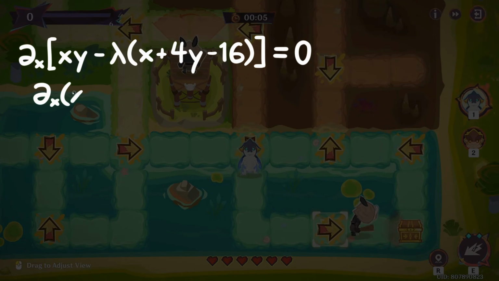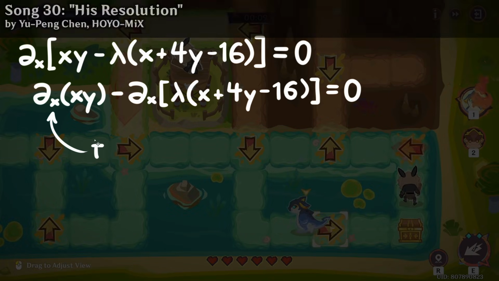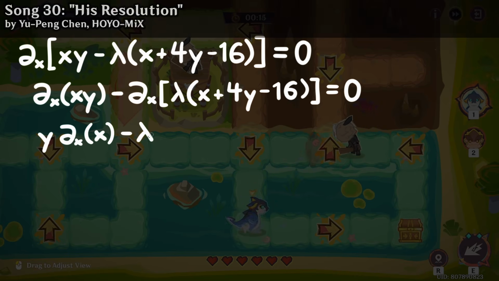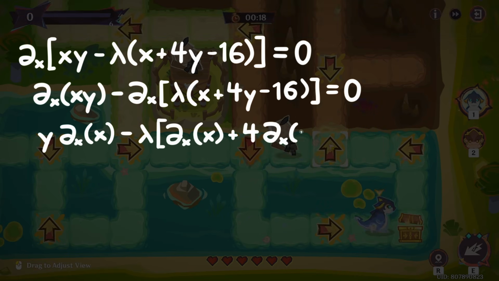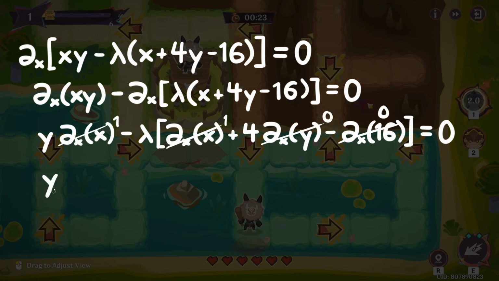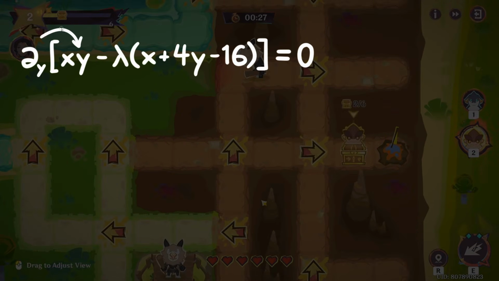I'll start with the x partial derivative. Try to follow along and identify what I'm doing throughout each step. For example, am I distributing? Am I factoring out things? Am I making use of derivative properties and whatnot? Now for the partial derivative with respect to y.